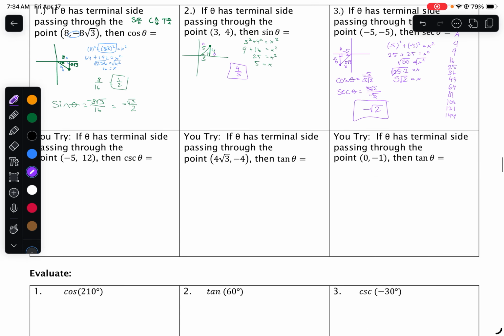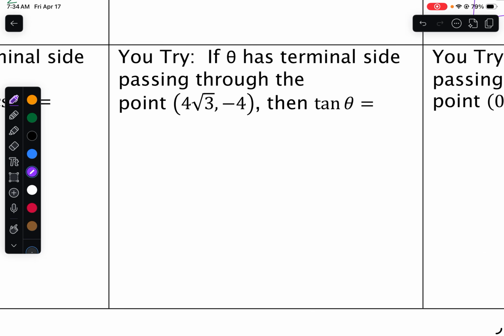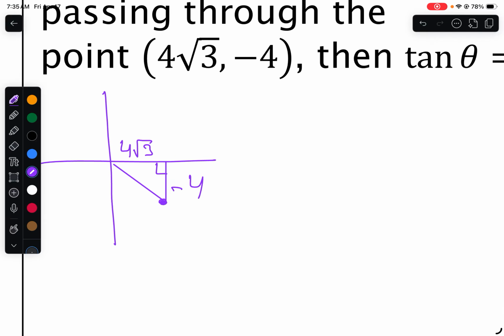All right, let's try this one here. So we're going to go ahead and draw in our triangle. We go 4√3, -4. So that's going to be in this quadrant. You can draw that line in, put in the right angle, and put theta here.